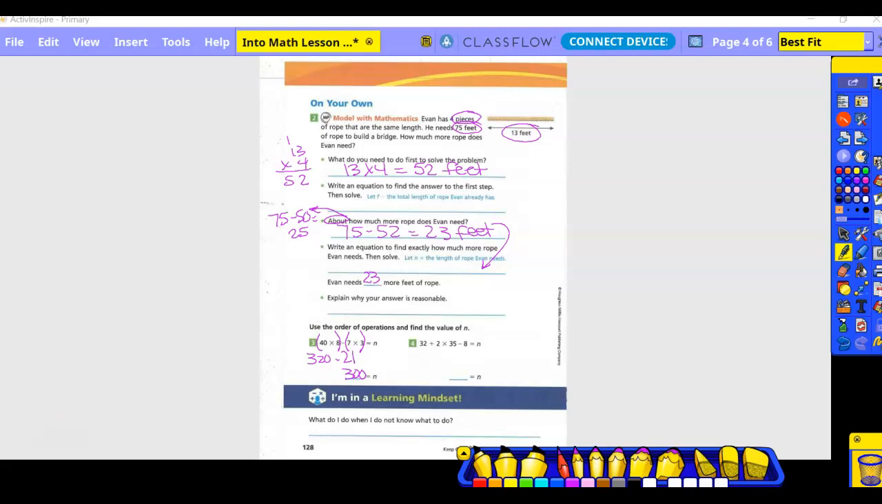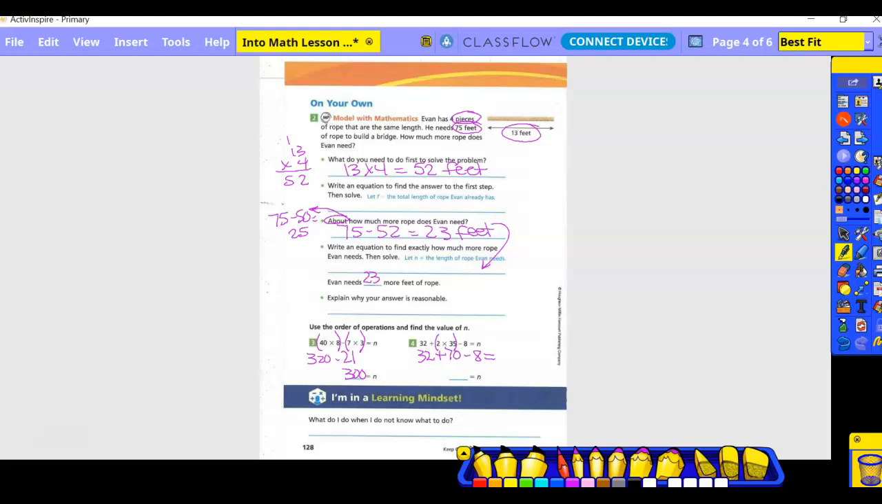Number 4, order of operations again. You always do multiplication, division first, and then addition, subtraction next. So we do have a multiplication sign, so I need to put parentheses around that and do it first. So now I'm going to rewrite it as 32 plus 2 times 35 minus 8. I wasn't sure I could work it over to the side and write it vertically, but 2 times 35 is 70.